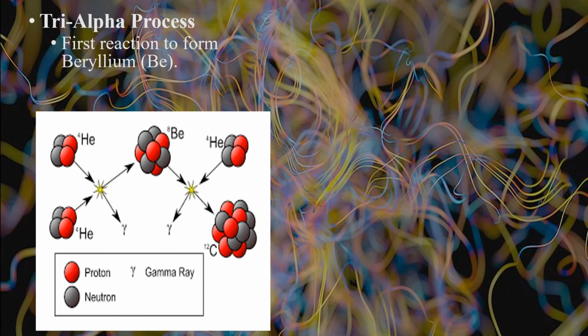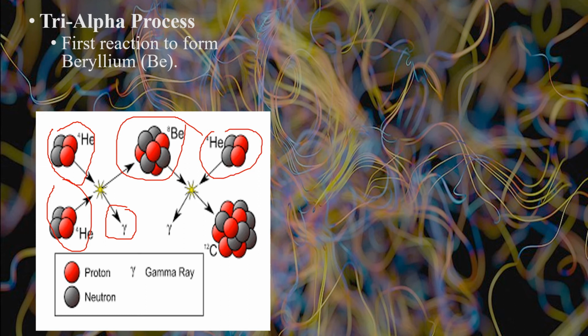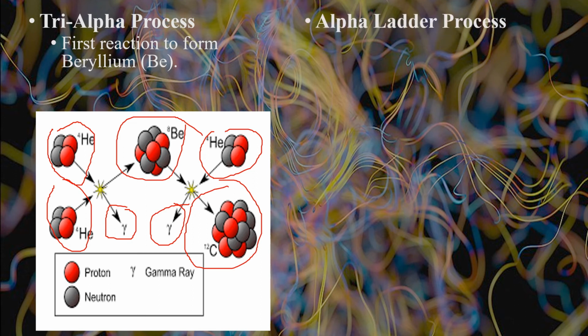So as you can see in this illustration, as the two helium bombard together, they produce gamma ray and beryllium, and beryllium and helium bombard together to produce gamma ray and carbon. In this illustration, you will see how the beryllium formed, and the last step of the tri-alpha process produces carbon, and that leads to what we call the alpha ladder process.